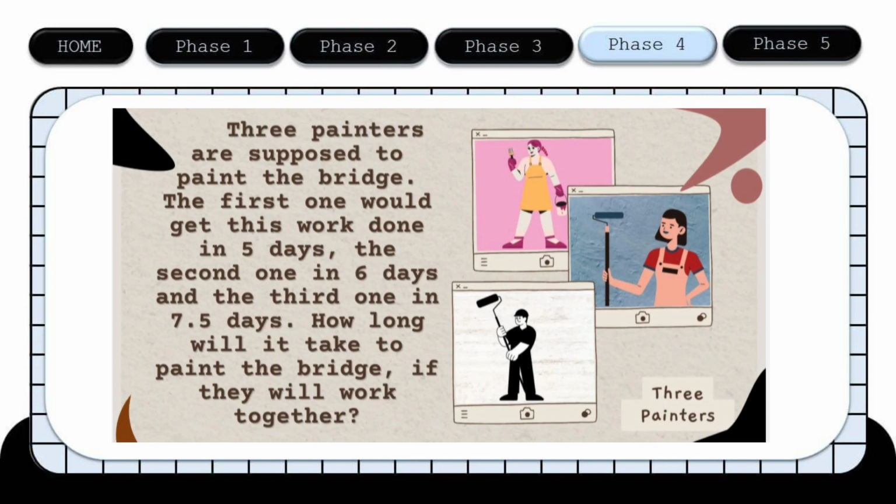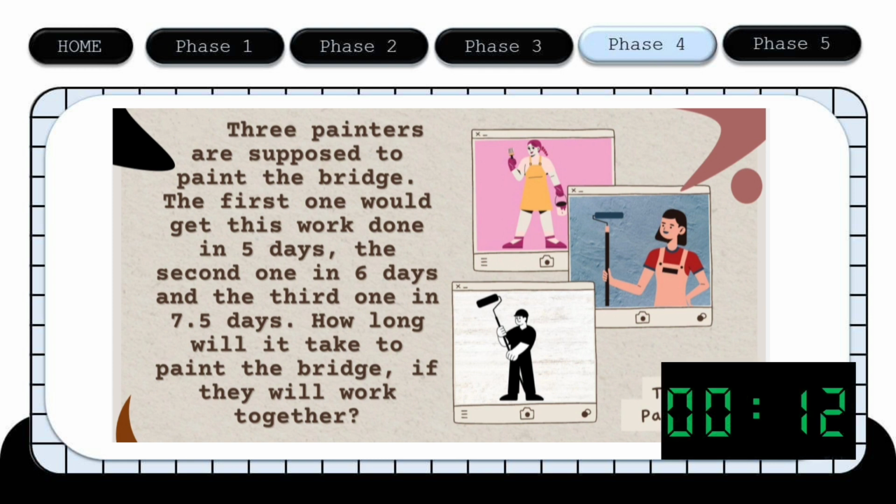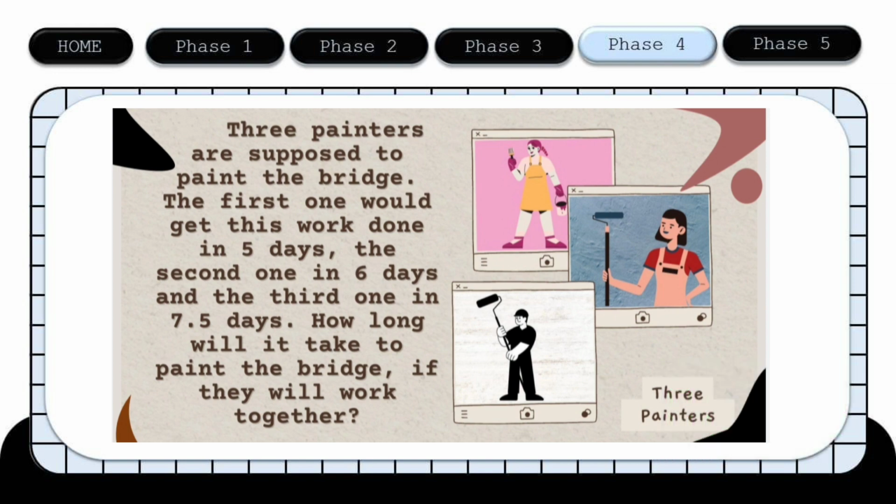3 painters are supposed to paint the bridge. The first one would get this work done in 5 days, the second one in 6 days, and the third one in 7.5 days. How long will it take to paint the whole bridge if they will work together? Your time starts now. Time's up. Here's the solution.